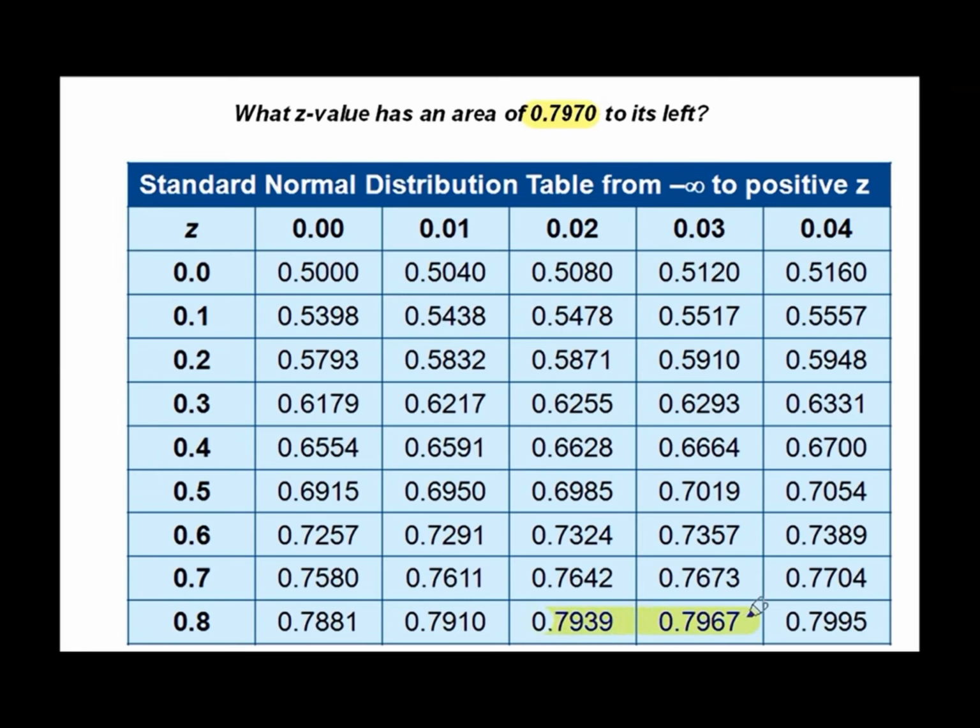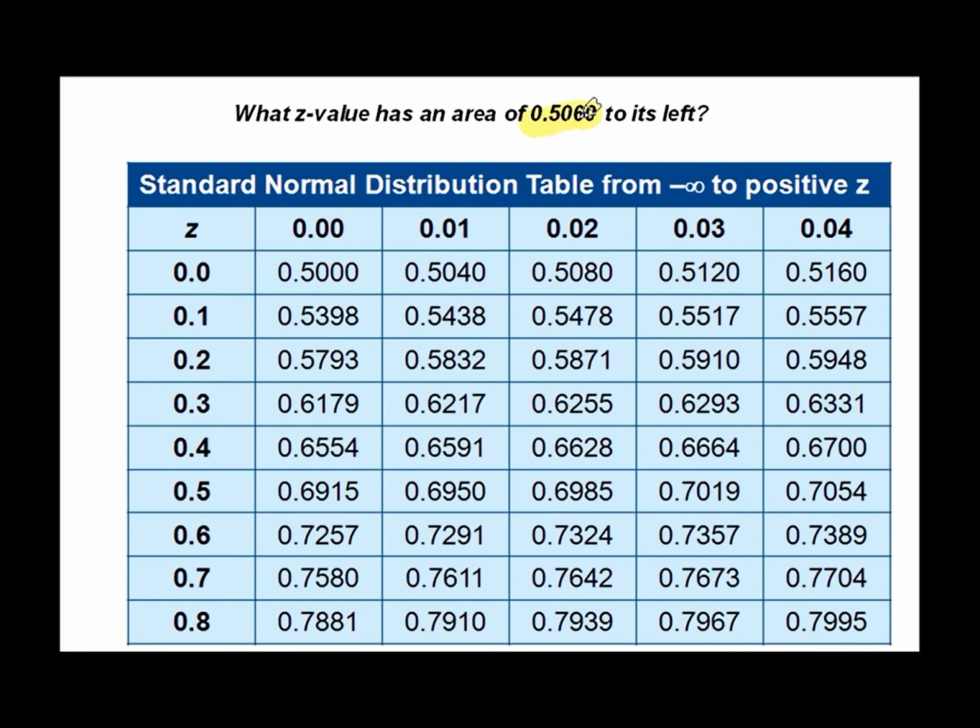How about 0.7970? Well, that one's getting close. That one's very close, and now we got too big. 0.7967 is as close as I can get. Sometimes that happens. The exact probability is not there. So you have to choose the closest one. In this case, the z-score would be 0.83.